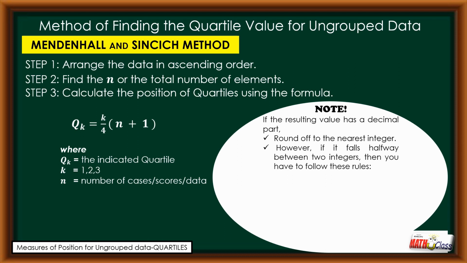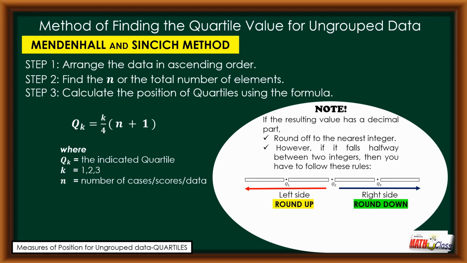However, if the resulting value falls halfway between two integers or has a decimal part of 0.5, you have to follow these rules. Round it up if the indicated quartile falls on the left side or less than the median, and round down if the indicated quartile falls on the right side or greater than the median.